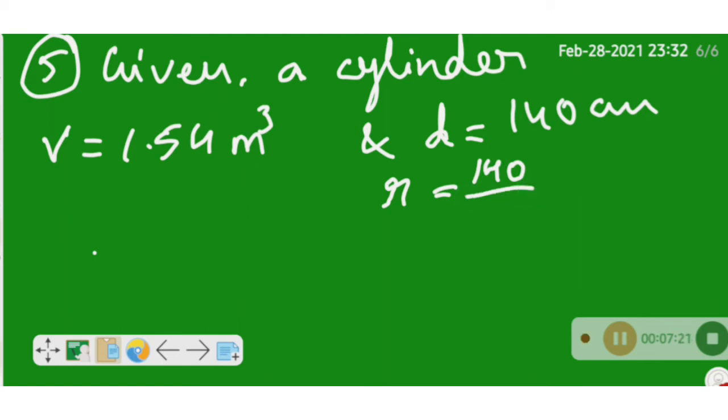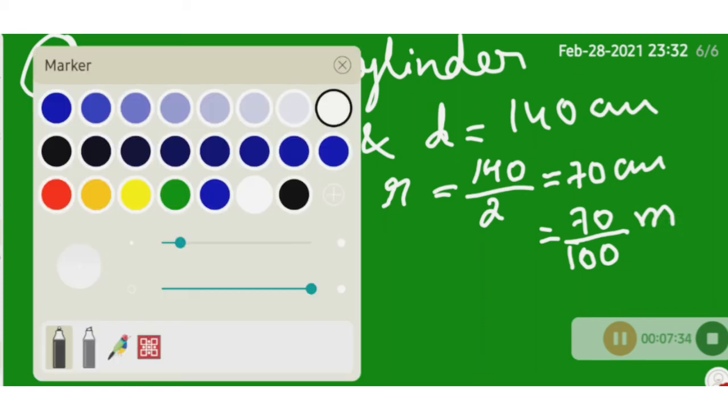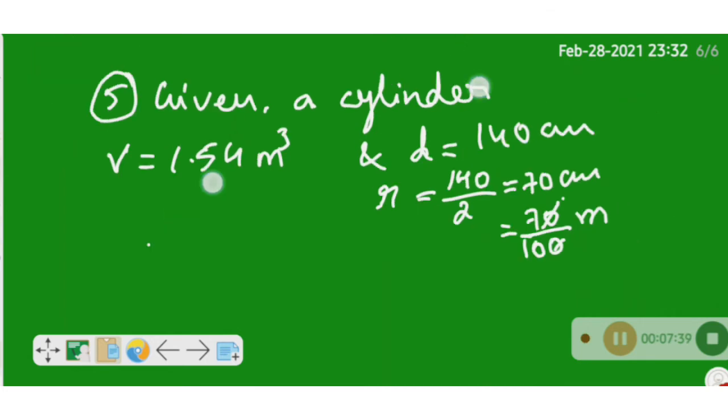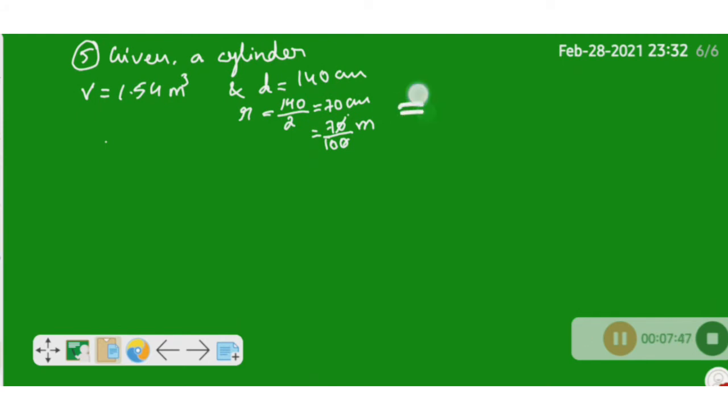So 140 by 2, that will give you the radius 70 centimeters, and if you convert it into meters, that will make it 70 by 100 meters, right? And if you cancel these zeros, that is nothing but 7 by 10. So we have the dimensions of the cylinder here. So that implies here radius is equal to 7 by 10 meters.